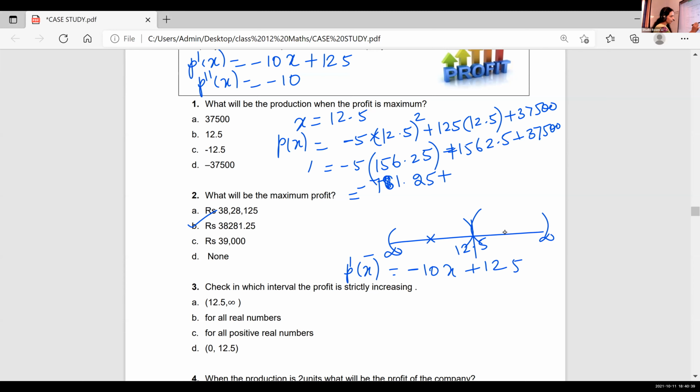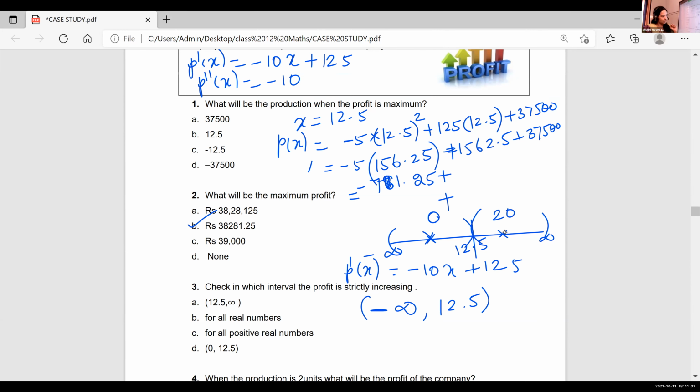You select some value here. Suppose I take 0. What happens? 0 plus 125. Is it positive or negative? It is positive, isn't it? Therefore, it is increasing in the interval minus infinity to 12.5. Now you consider the next interval. Suppose I take the value 20, some value in the interval 12.5 to infinity.